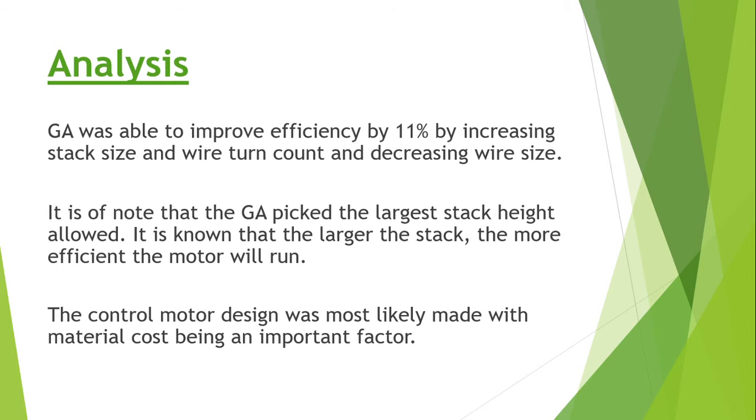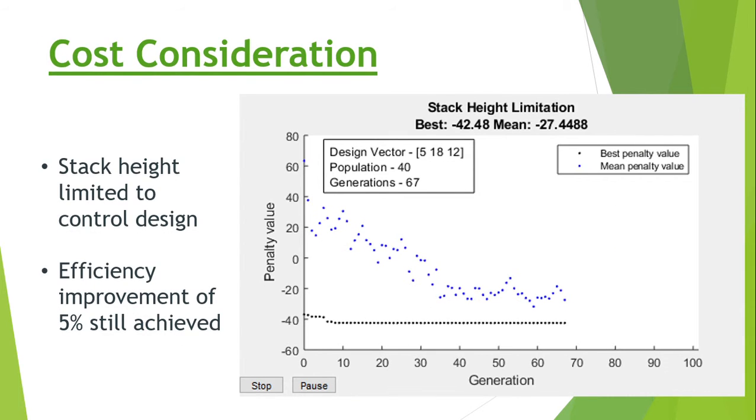However, I do want to note that it always chose the largest stack size, which is known to increase the efficiency. The chances are that the control motor design was made with cost in mind. So I ran this algorithm one more time by limiting the stack height to what we found with the control design, and I was still able to achieve, after 67 generations, an efficiency improvement of 5%.